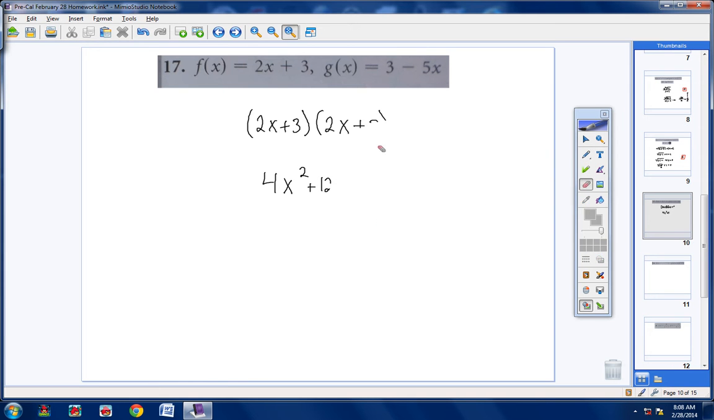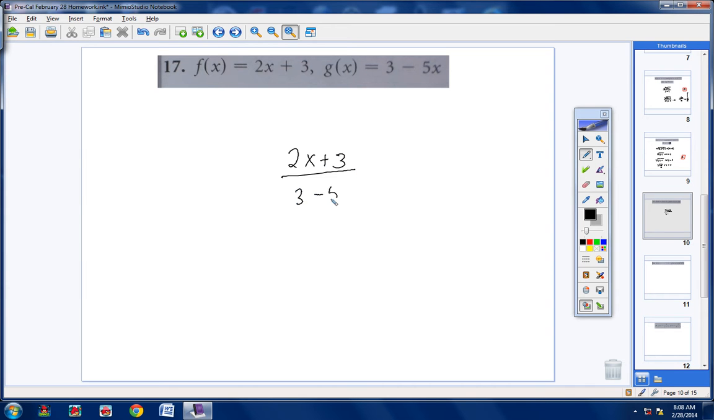That was f times f. Next, they want us to do f divided by g. So I simply put my f up top and my g in the denominator. Now you cannot simplify that. There's nothing you can do. Please don't start crossing off the x's and crossing off the 3's. If you have more than one term in the numerator or in the denominator, you cannot do that.